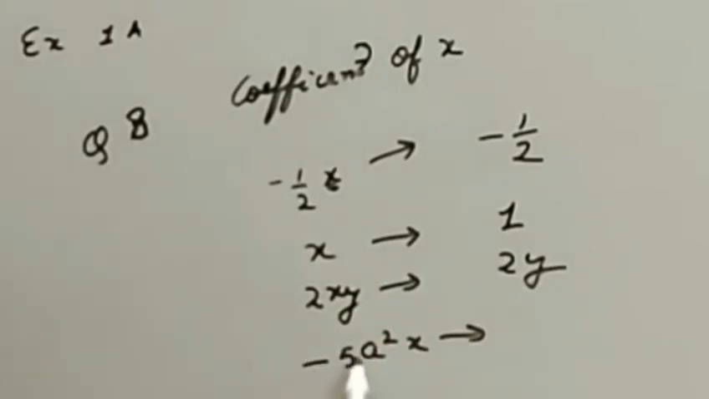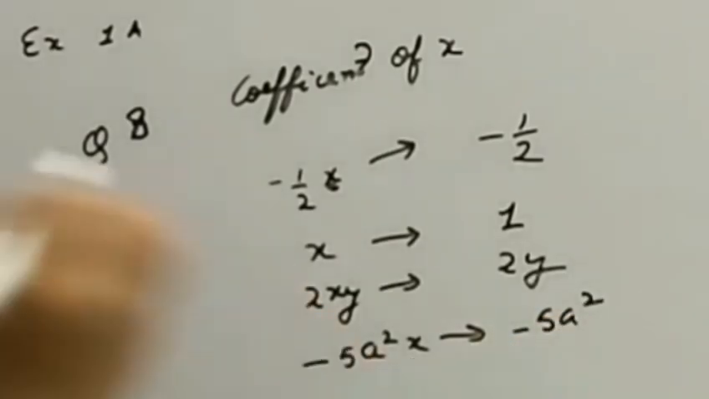Likewise, minus 5a square x. What is the coefficient of x? Remove x and multiply all the other factors. So minus 5a square is the coefficient of x.